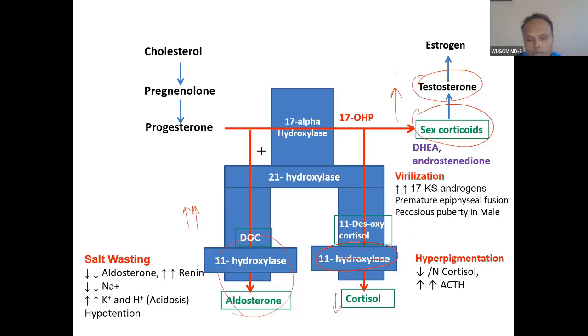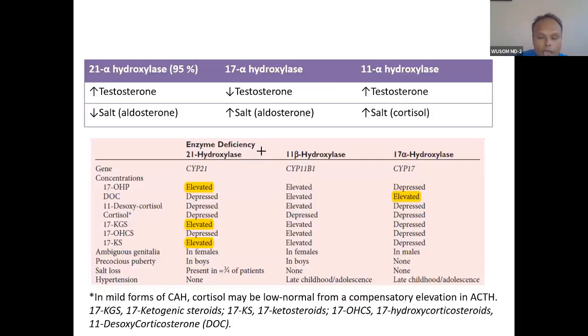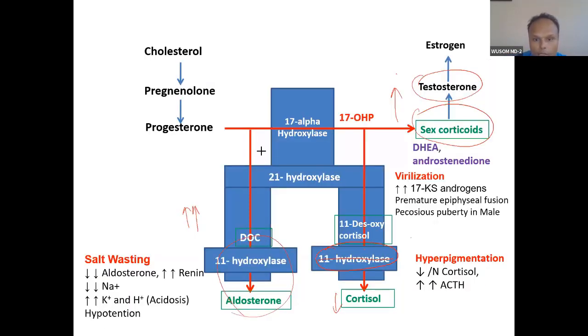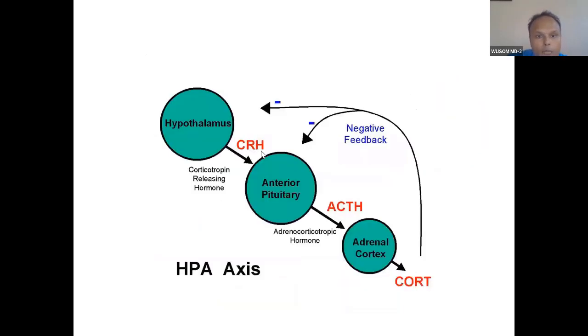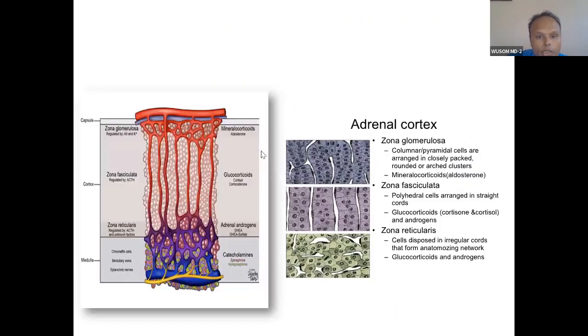This 11 hydroxylase is deficient. This is cytochrome CYP 11B1, this enzyme. Okay, understand this. CYP 11B1 is this enzyme, not this enzyme. This is different from this. Okay, so this is deficient. This 11 is actually an integral part of this only. I will tell you a very important thing.